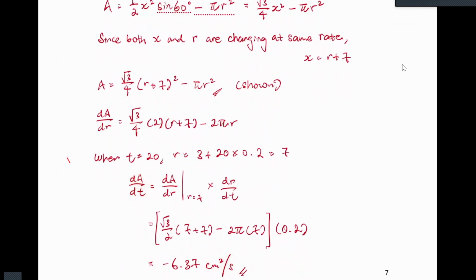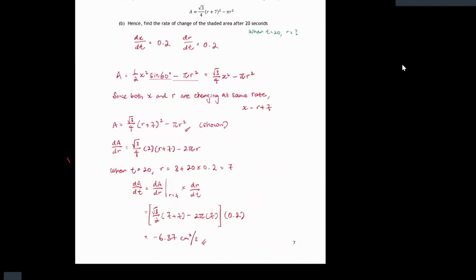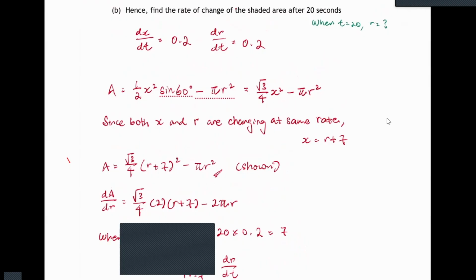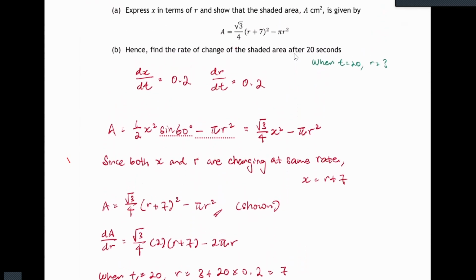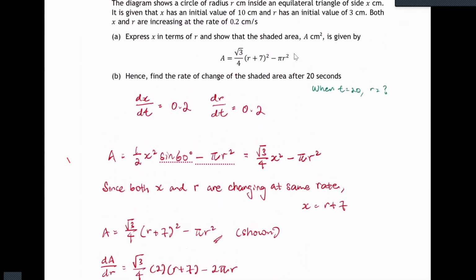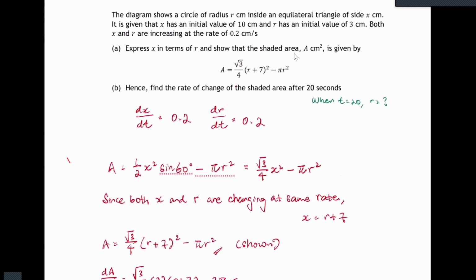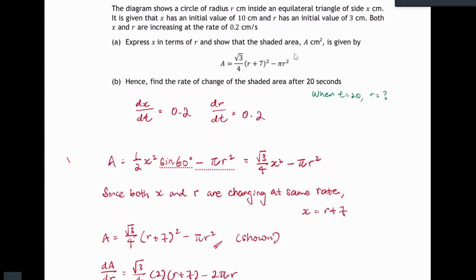What does this mean? In the grand scheme of things, r equals 7, so I just go back to the premise again. Sorry. I go back to the premise why I want to get r equals 7. So we start with, after I differentiate A, I get dA/dr is this expression over here. If I want to know what is the rate of change of shaded area after 20 seconds, I need to know what is dA/dr after 20 seconds.